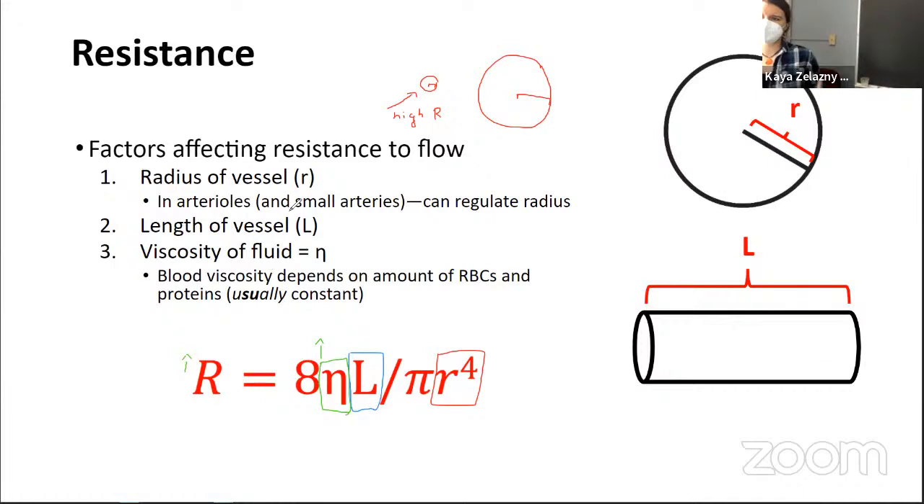For each of these, we can also think of some everyday relationships that might make it easier to remember. When we're thinking about resistance, last time I said it was kind of like friction, partially because of that inverse relationship with flow. More resistance makes it harder for things to flow. So when we think about the radius of the vessel, think about a little coffee straw or a big straw for bubble tea. Which of those gets more liquid into your mouth faster? The big bubble straw, because it has a larger radius.